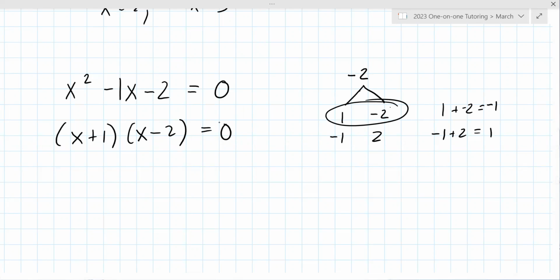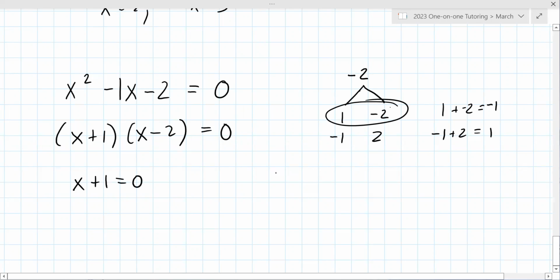Okay, and then again, you set them each equal to 0. x plus 1 equals 0. x minus 2 equals 0. x equals minus 1. x equals 2. All right. Yep. Okay, so let's try another one here.